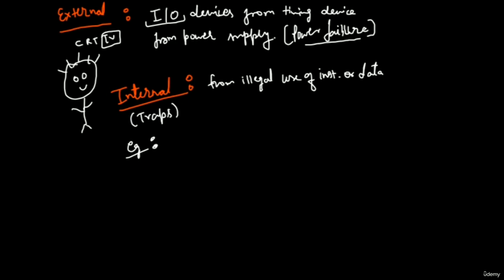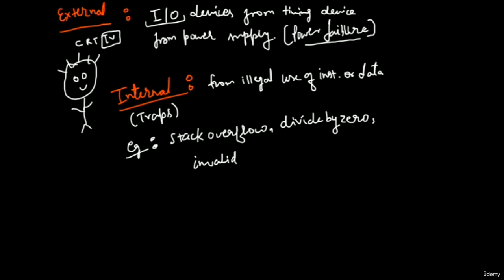So the examples of the internal interrupt are stack overflow and divide by 0. Well, that's a math problem. Only a mathematician can solve it. A math student can solve it. That is kind of an invalid operation, invalid opcode I would try to write.